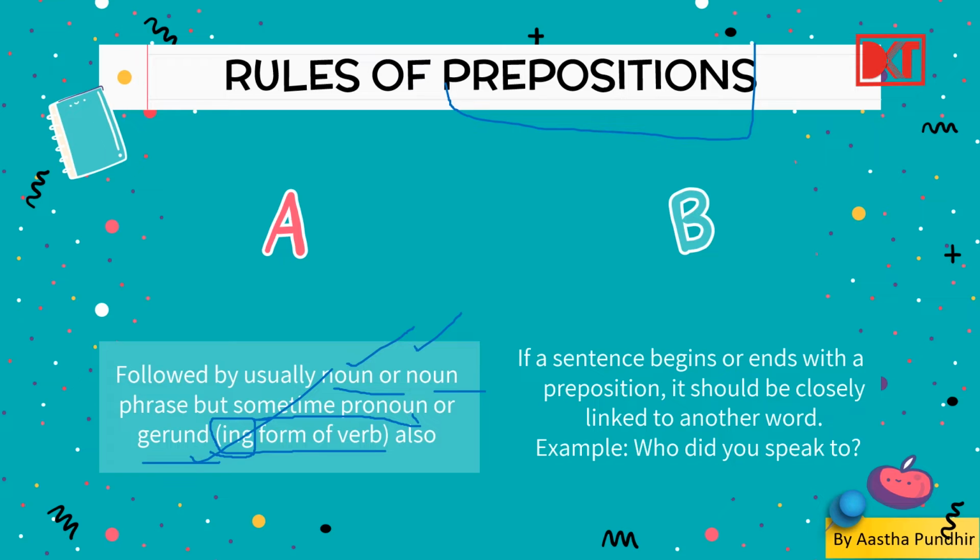And the second rule is that if a sentence begins or ends with a preposition, it should be closely linked to another word. For example, whom did you speak to? Now this is ending in a preposition, right? So it will be closely linked to another word. It will be linked to speak. When you speak to somebody, right? In this way. So now let's move on to the next slide.